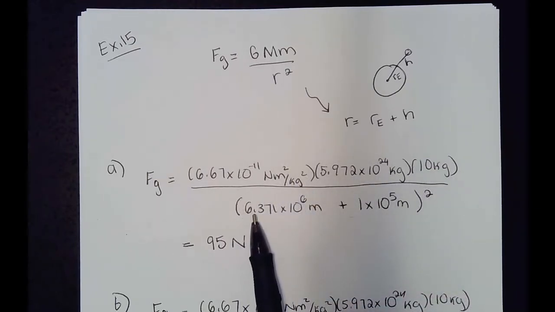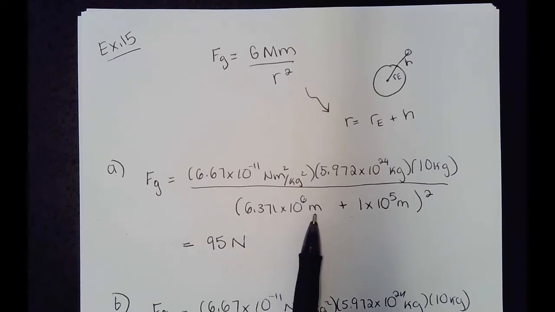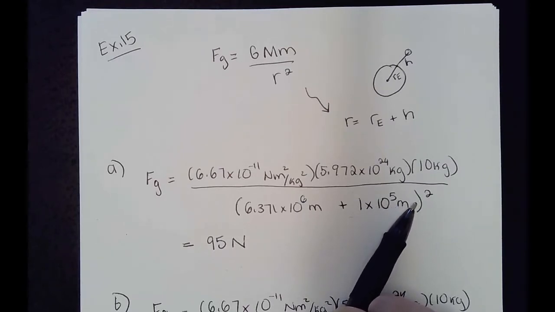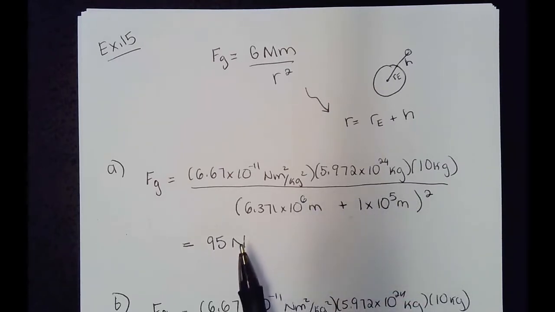over the total r, the distance between the centers, so 6.371 times 10 to the 6 meters, that's the radius of Earth, plus 1 times 10 to the 5 meters, which is the 100 kilometer height above the Earth's surface. And that's all squared. So you can plug this into your calculator, just be careful with brackets, or again do that denominator separately. And we get 95 newtons for that force.